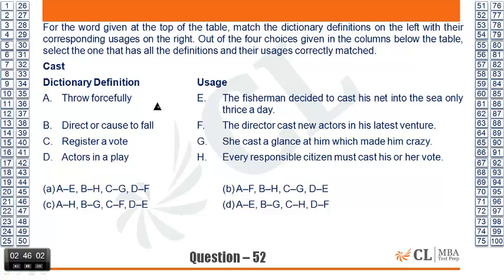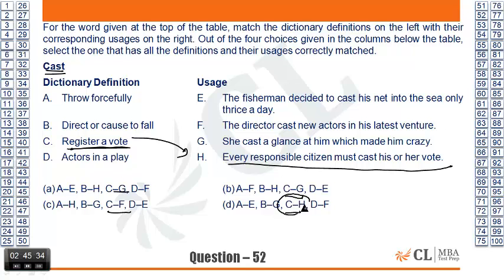52. Never seen this question before. For the word given below the table, match the dictionary definition on the left with the corresponding usage on the right. Okay, fine. We are looking at cast. This seems okay. Register a vote, that's fine. So this would be everyone has a responsibility to cast a vote. So C goes to H. Okay, perfect.